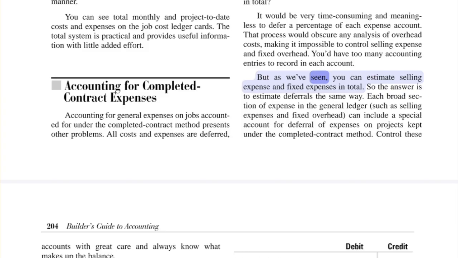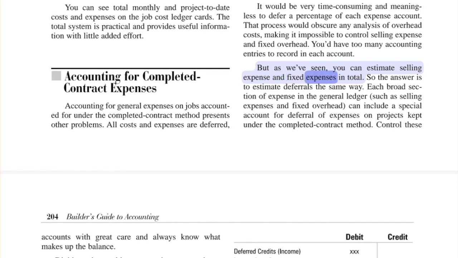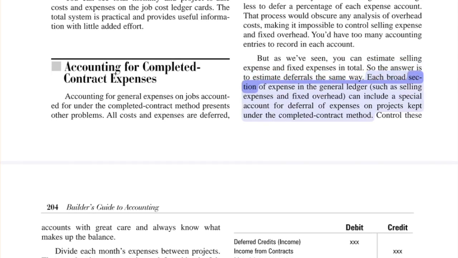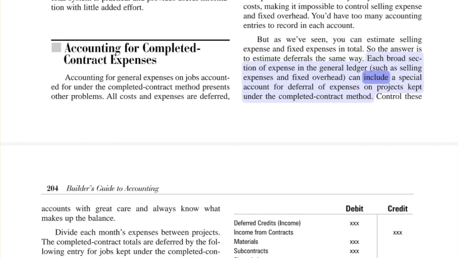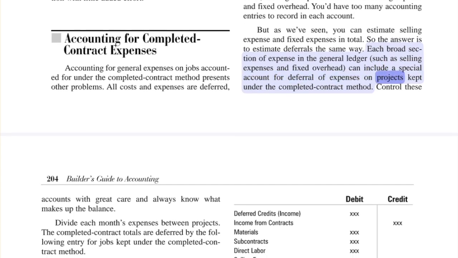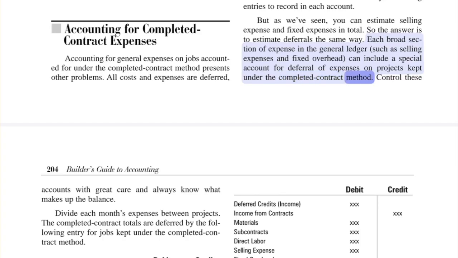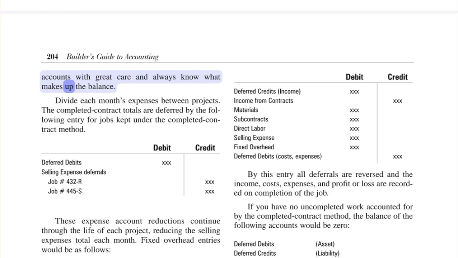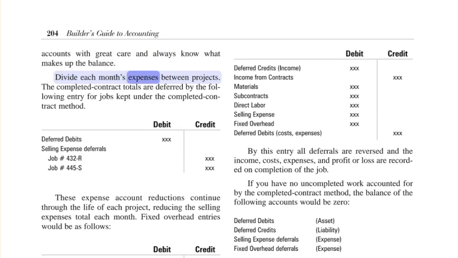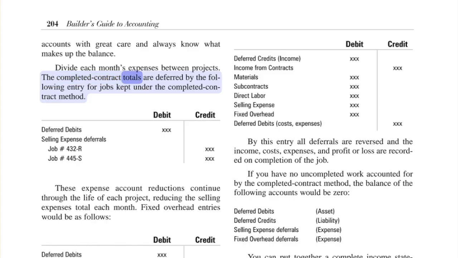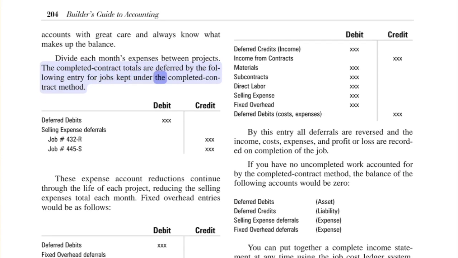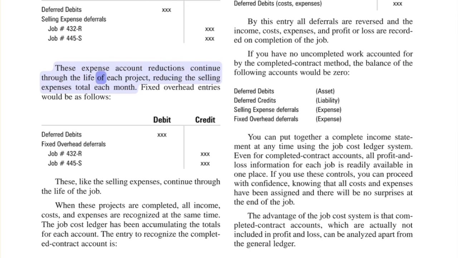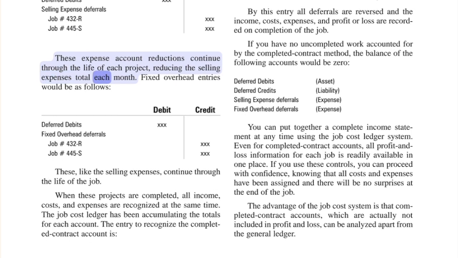But as we've seen, you can estimate selling expense and fixed expenses in total. So the answer is to estimate deferrals the same way. Each broad section of expense in the general ledger can include a special account for deferral of expenses on projects kept under the completed contract method. Control these accounts with great care and always know what makes up the balance. Divide each month's expenses between projects. The completed contract totals are deferred by the following entry for jobs kept under the completed contract method. These expense account reductions continue through the life of each project, reducing the selling expenses total each month.